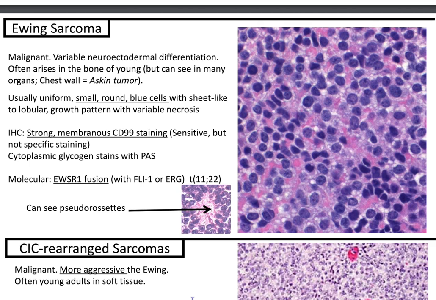To help you out with IHC, you can get a CD99, and it'll be diffuse membranous. The cytoplasmic glycogen stains with PAS, and molecularly it'll have an EWSR1 fusion, more commonly with FLI1, but it can also be with ERG. The FLI1-EWSR1 fusion is t(11;22).